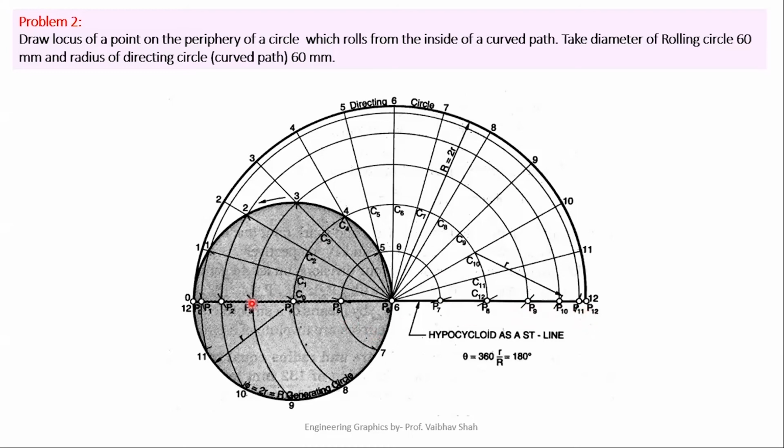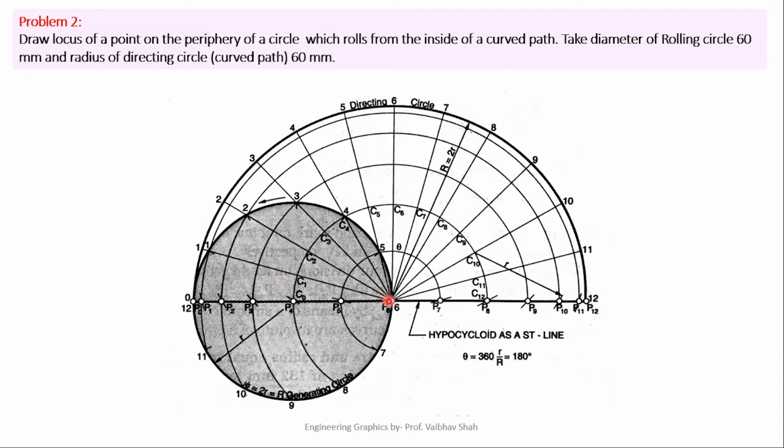After getting all these points, simply join these points by a dark straight line, which is nothing but your hypocycloid of the special case as a straight line. Now for solving this example, you can also use a shortcut method. In the shortcut method, you have to just draw this straight line. On this straight line, you will have to just draw the plots.